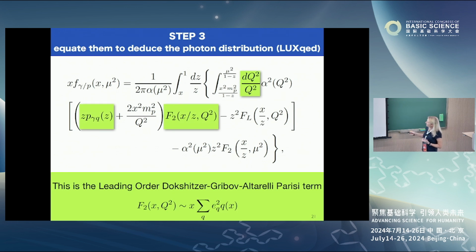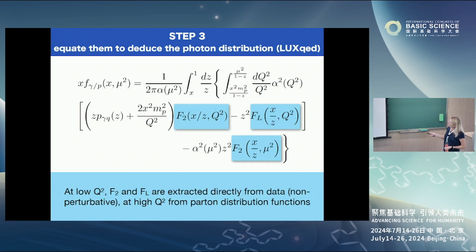Now, if you take essentially the derivative of this, you should get the Altarelli-Parisi splitting functions, which is something that, in fact, we checked and we reproduced. And yeah, okay, so F2 and FL are extracted from data. At low Q squared, these data are really non-perturbative data, while at high Q squared, they can be obtained essentially from parton distribution functions. I will show really the plane and how we do this exactly. But the important point is that these are not calculated, but are really fitted directly from data.